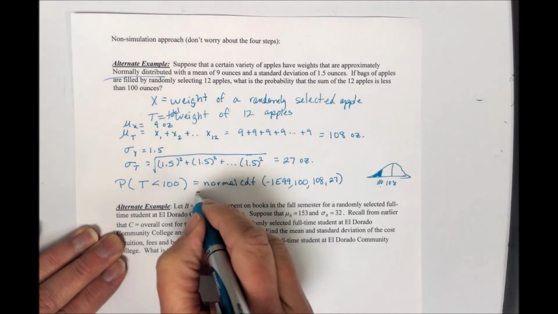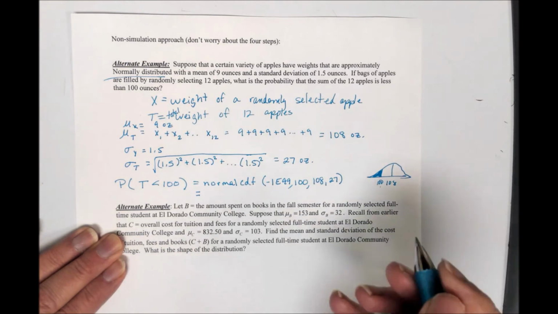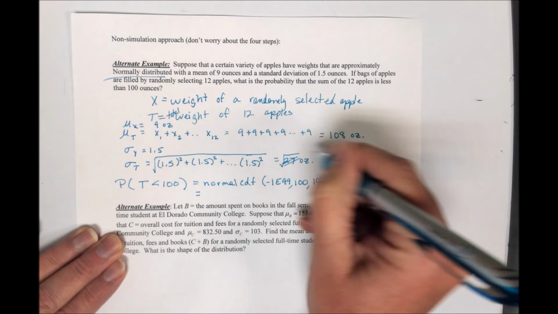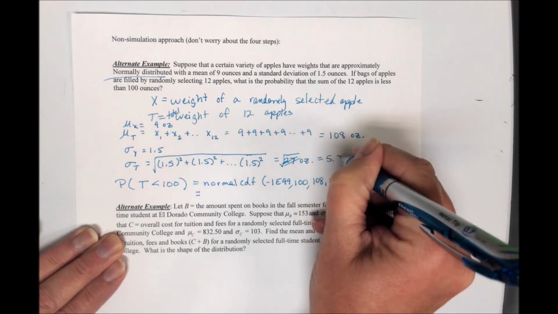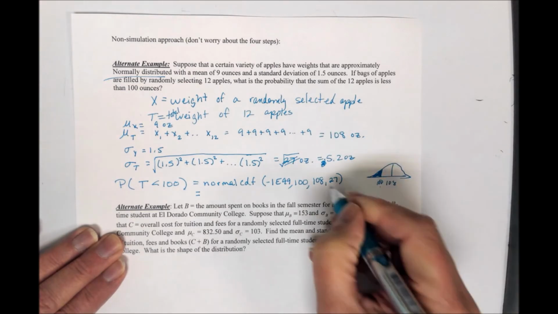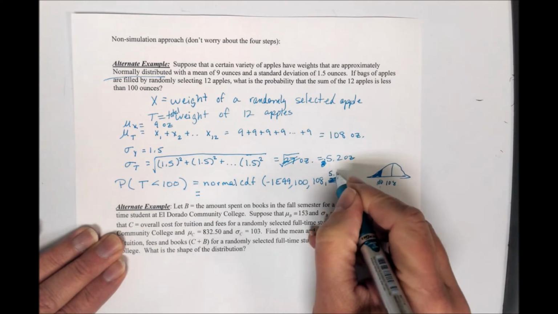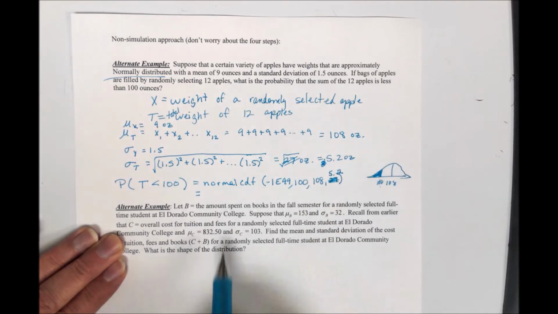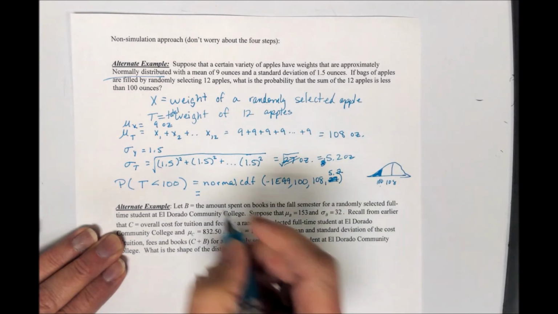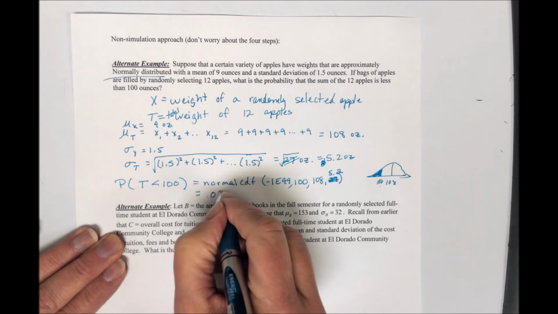So to get that answer, whoops, I forgot to take the square root of that. The standard deviation is 5.2 ounces, not 27 ounces. So let's change that to 5.2. Okay. So if I put that in the calculator, then I'm going to get an answer of 0.062.